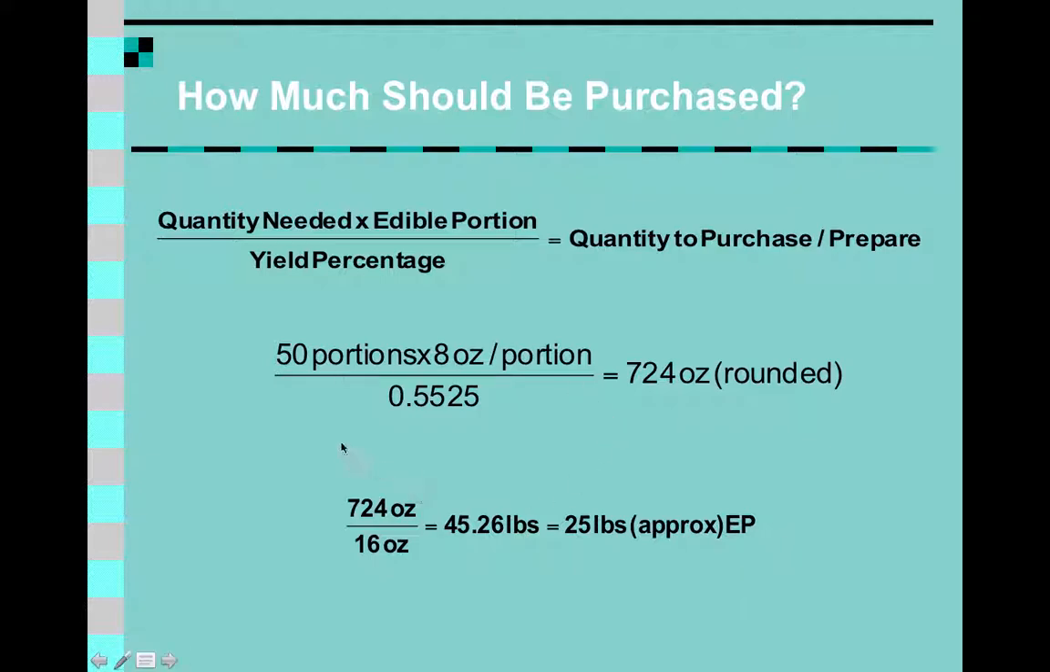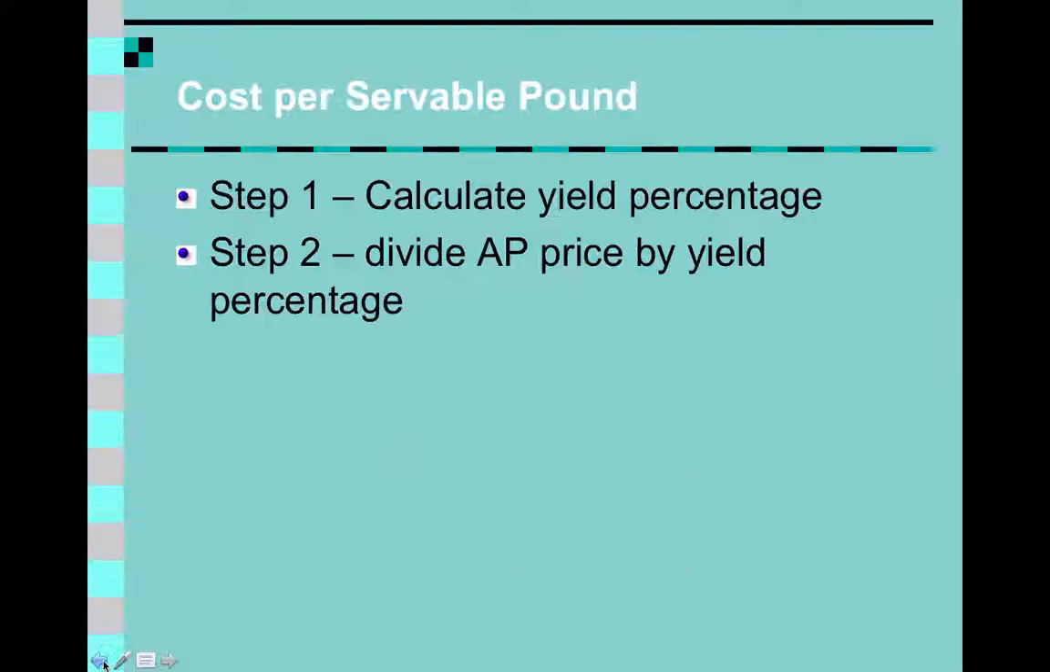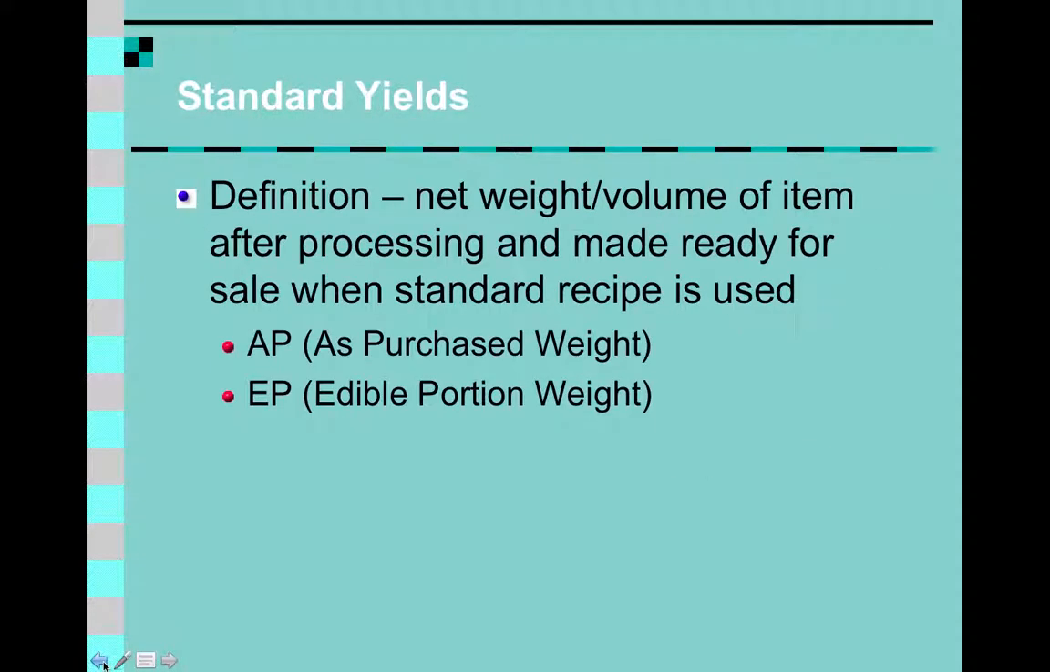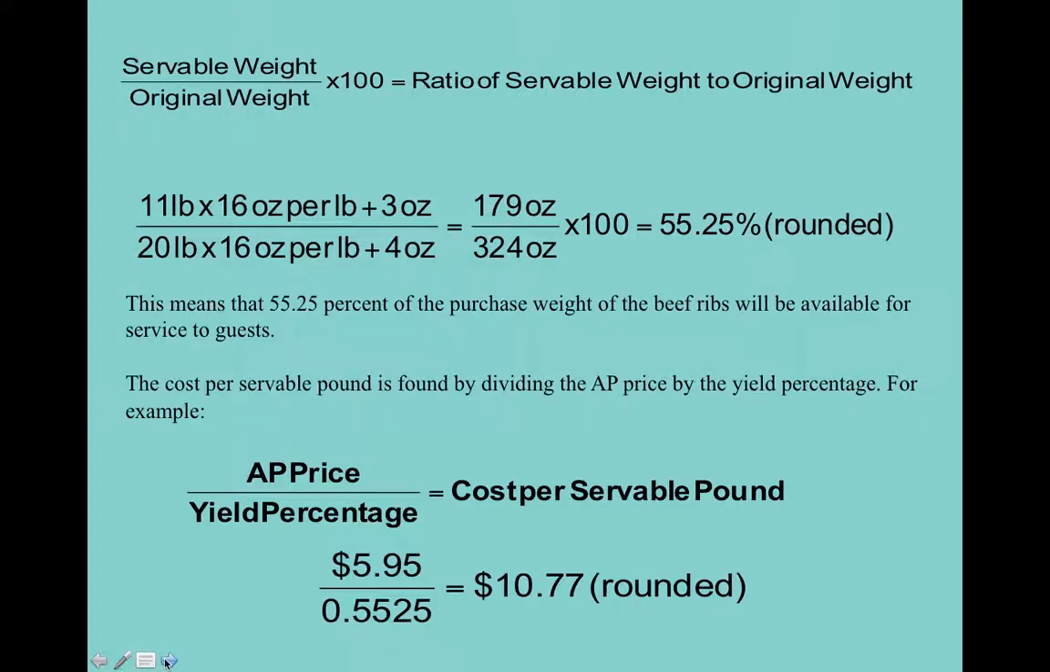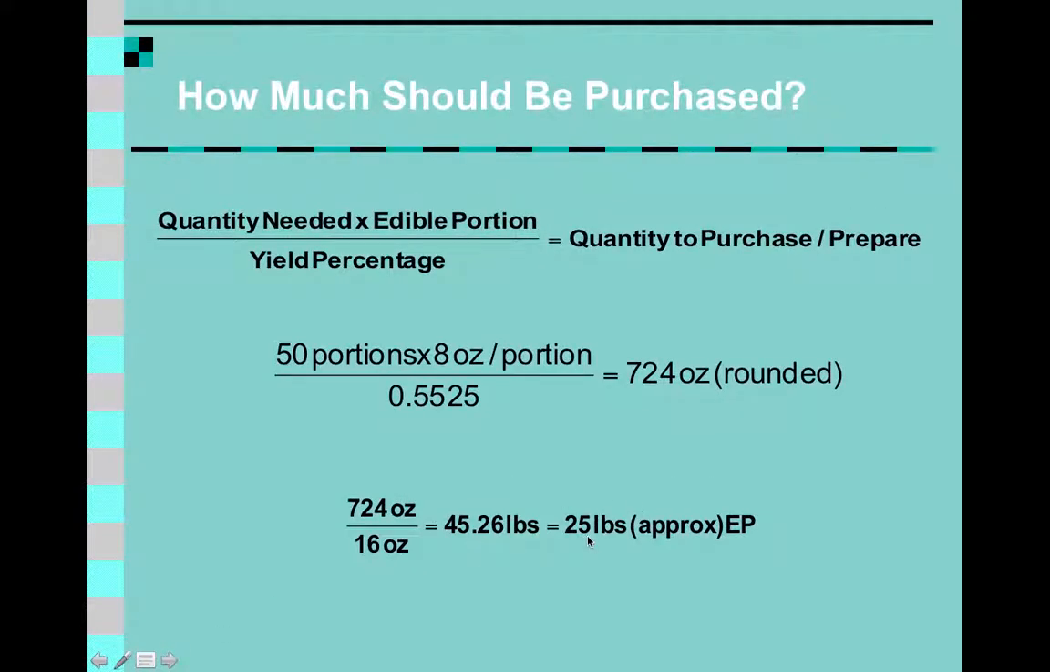So all we're doing is looking at the edible portion and the total purchase portion, playing around with the numbers. If we look back at the original menu item, the oven prepared beef rib, we would need to know how much to purchase. We know we would need to purchase about 25 pounds to yield 50 8-ounce portions.